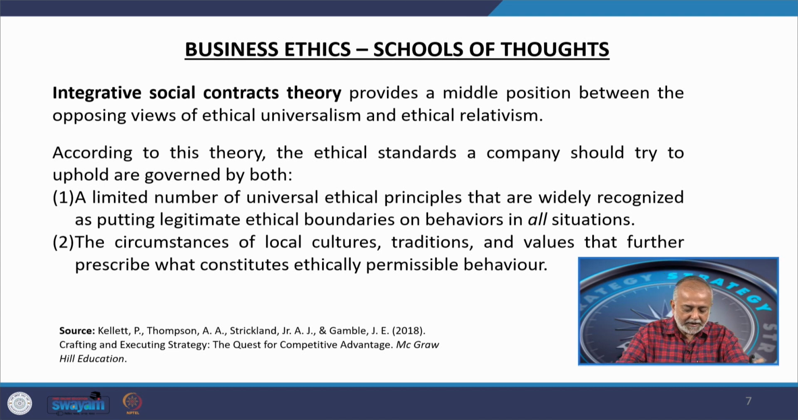Then Kellett, Thompson, Strickland and Gamble talk about integrative social contracts theory as well. This provides a middle position between the opposing views of ethical universalism and ethical relativism. So, authors have brought us a solution here, that we should not be choosing that or this. There is a middle path and a frame as well.